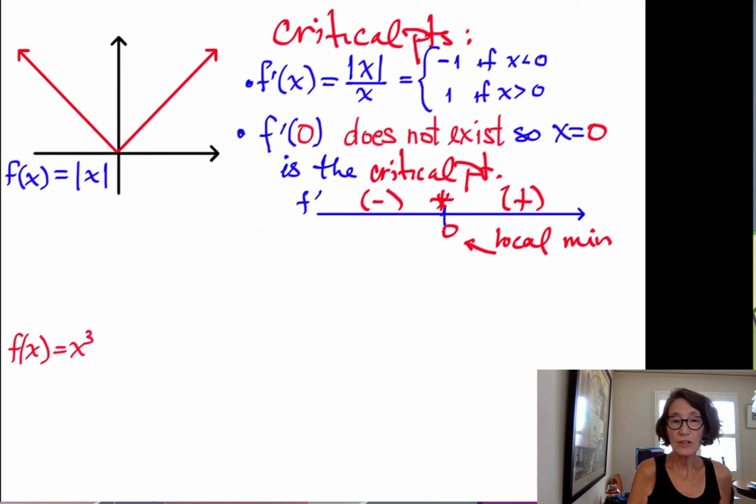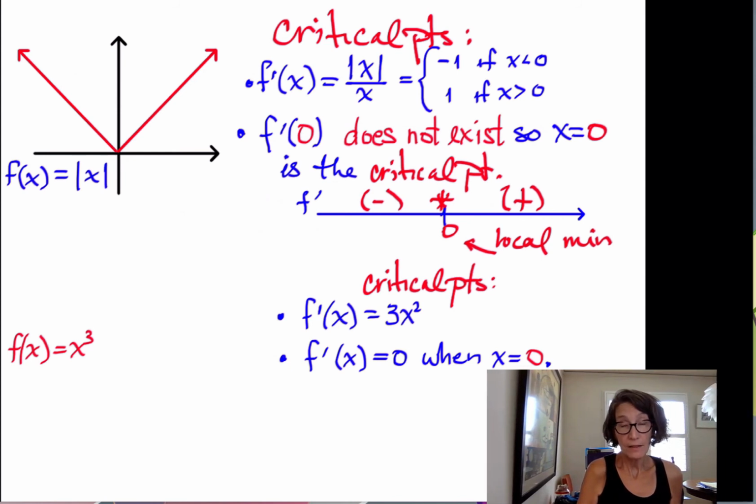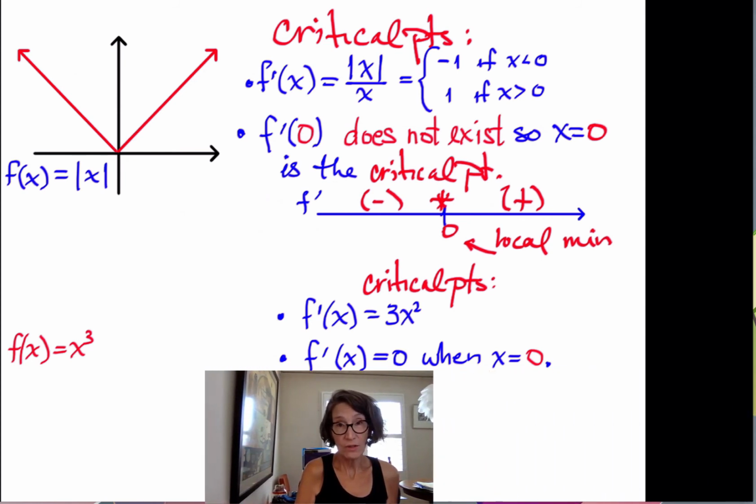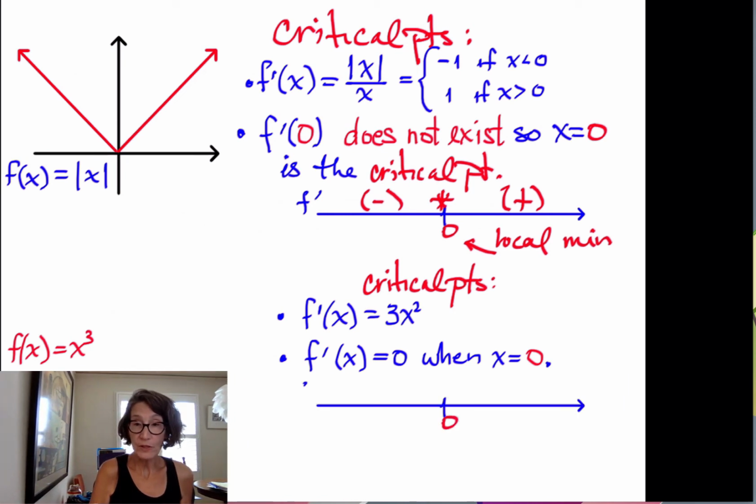Let's do f of x equals x cubed. So we want to find any local maximum or local minimum values of this function. So first we look for the critical points. We take the derivative. f prime of x is 3x squared. Now notice that f prime of x is only 0 when x equals 0, and it exists for all x. There's no place where the derivative doesn't exist. So the only critical number is x equals 0. So let's do the sign diagram.